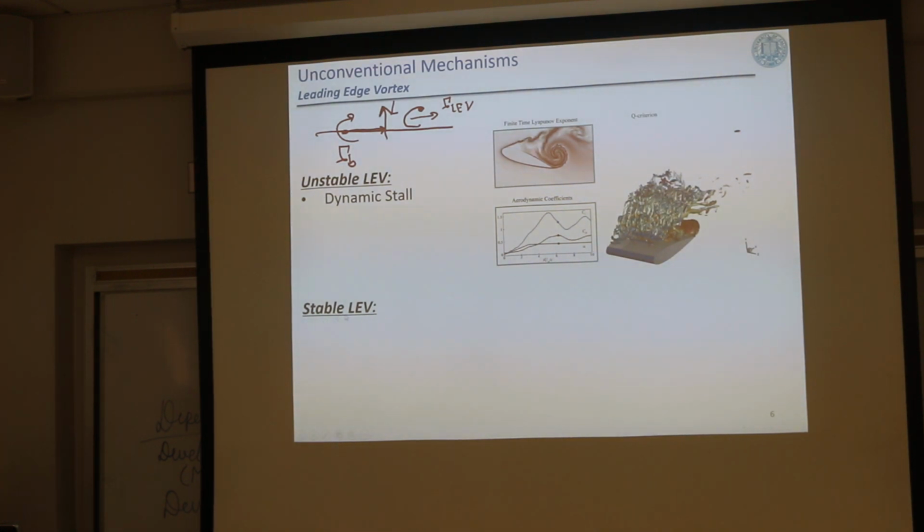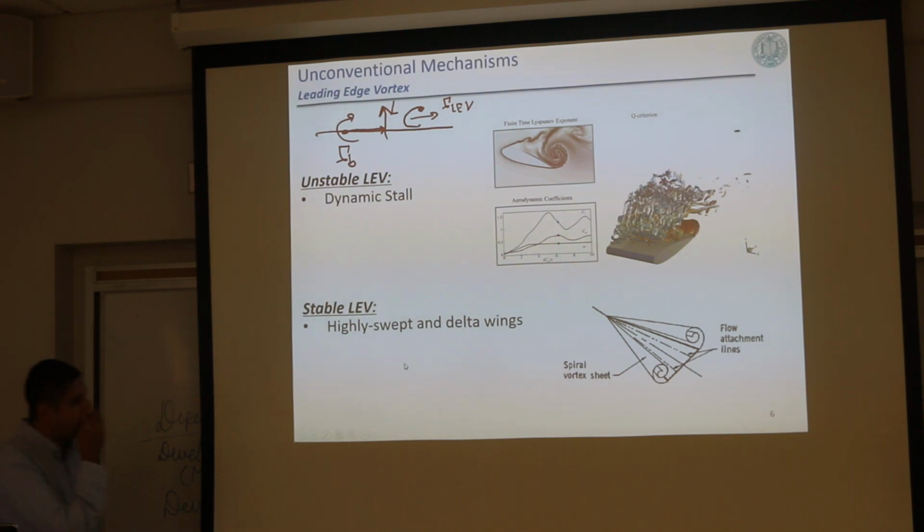On the other hand, there is a stable leading edge vortex, like on highly swept and delta wings. So let's look at this. I have the pen here.